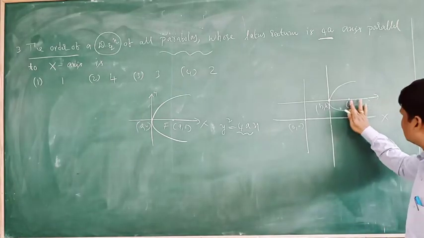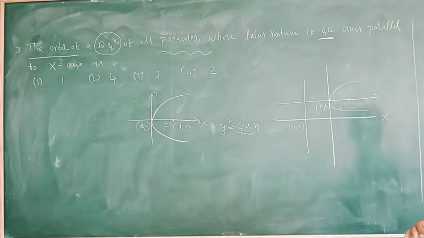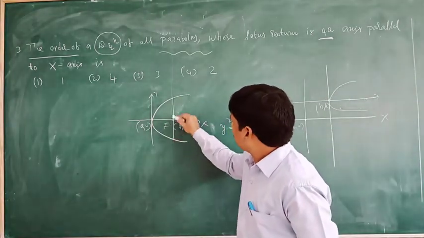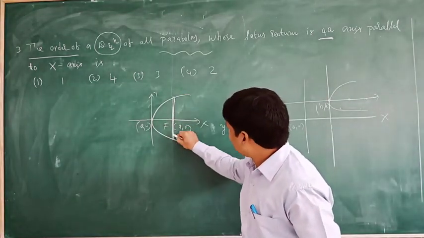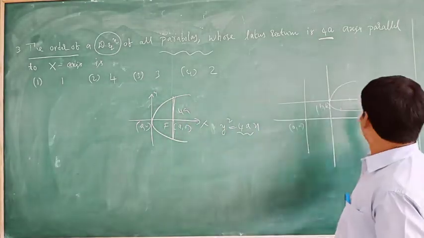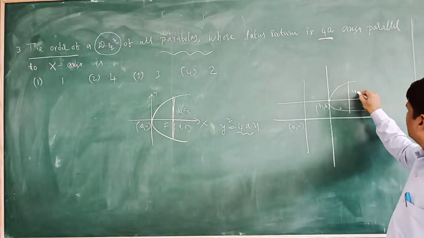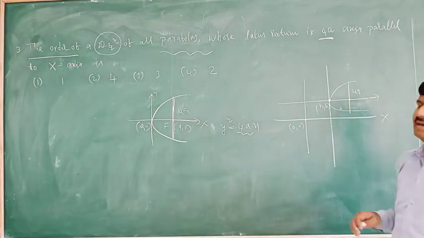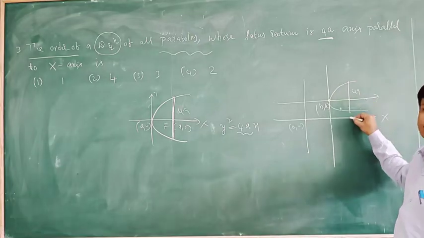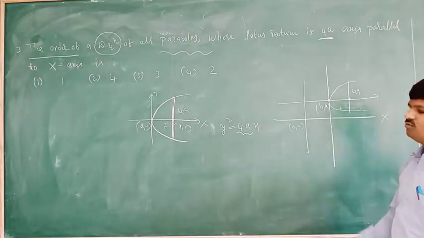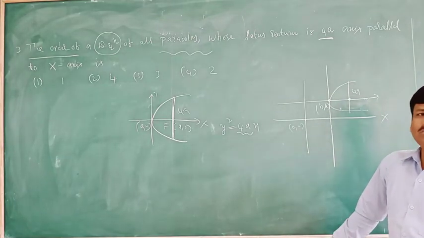Actually, the focus is not required here. See, this is about the latus rectum, the length of the latus rectum. What is the length of the latus rectum? It is 4a. For this also the length of the latus rectum is 4a only. What is the latus rectum here? Latus rectum means the length of the line segment which passes through the focus. That is about the latus rectum.